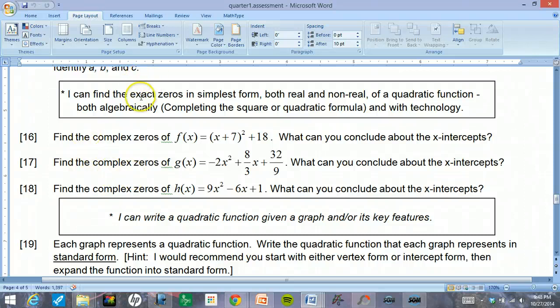Number 17, we need to find the exact zeros in simplest form of a quadratic function, both algebraically and with technology. So let's look at number 17. We have negative 2x squared plus 8 thirds x plus 32 ninths. I'm going to find the exact zeros algebraically first, and then we'll look at it with a graph.